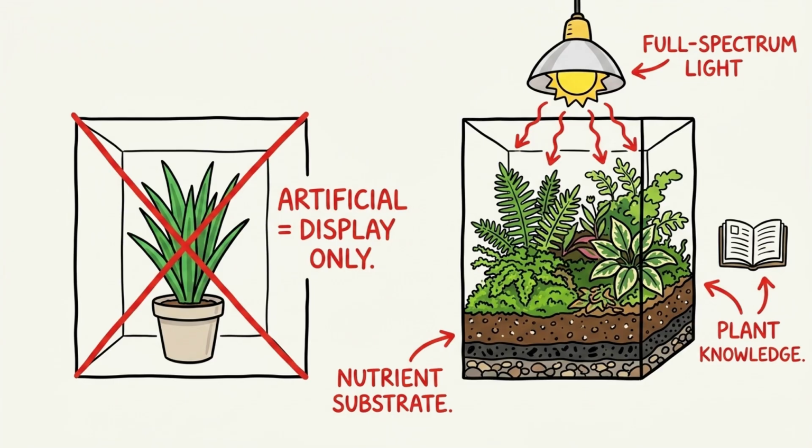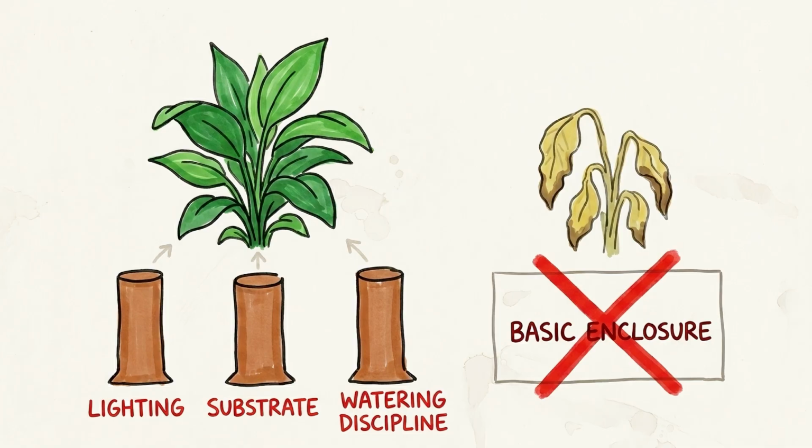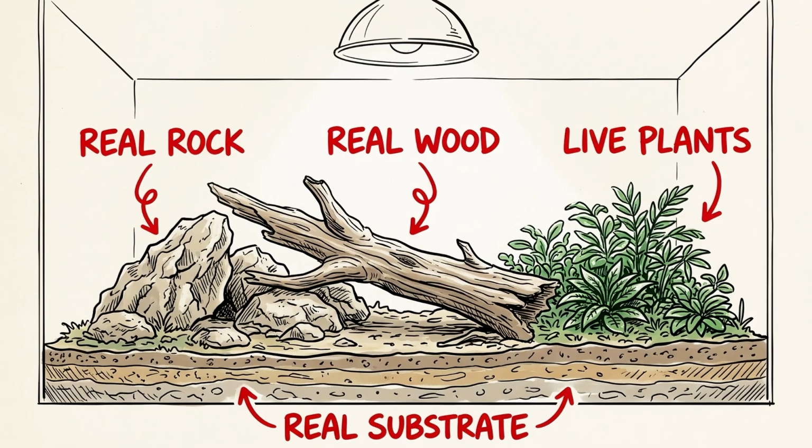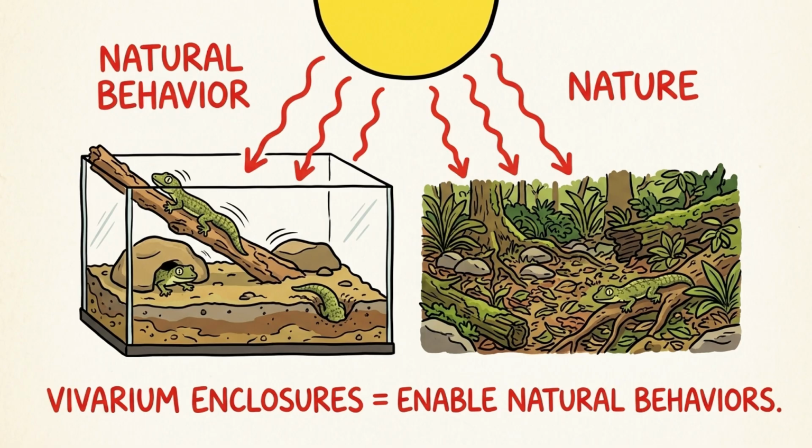Unlike a display build using artificial plants, a planted vivarium requires proper full-spectrum lighting, a nutrient-rich substrate, and basic plant care knowledge. Plant health depends on lighting, substrate, and watering discipline that basic enclosures do not demand. 8. Naturalistic vivarium. A naturalistic vivarium prioritizes replicating the physical structure of a wild habitat using real wood, real rock, real substrate, and live or realistic plants. The goal is behavioral accuracy.